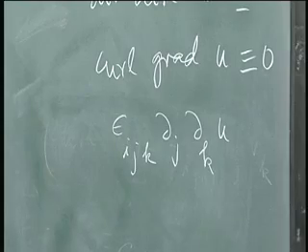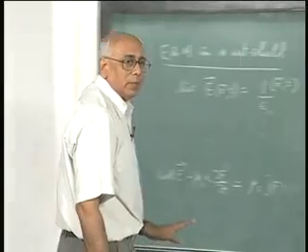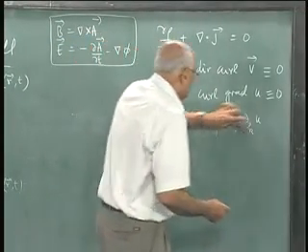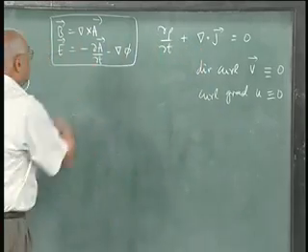This also tells you that there is no other possible vector identity in 3 dimensions. This is it. These are the only 2 identities that you have to really remember, and we have put that in, and this is what we get.